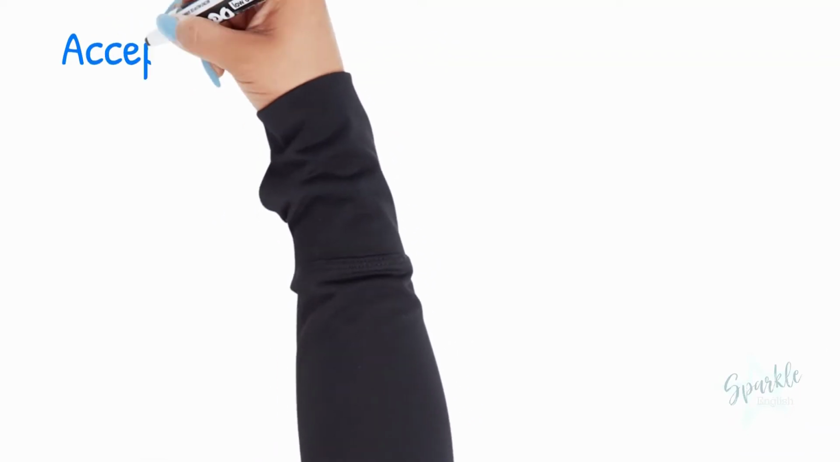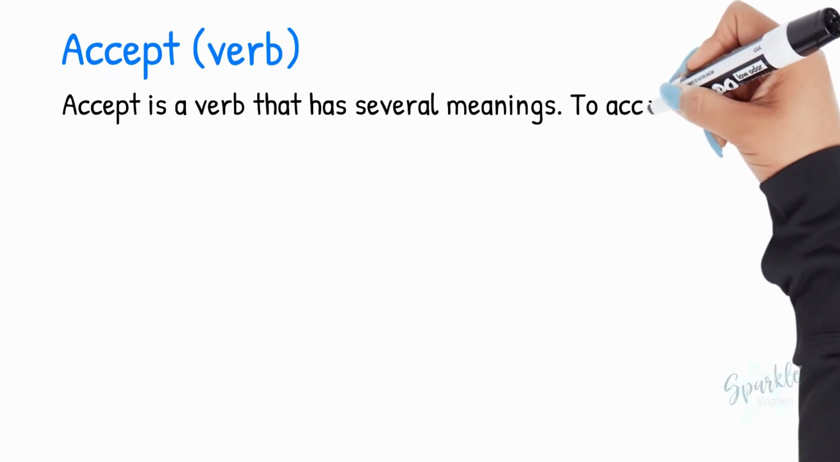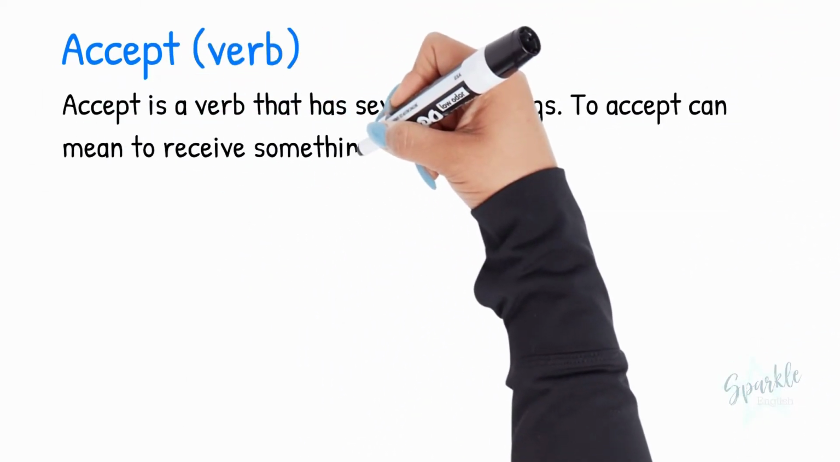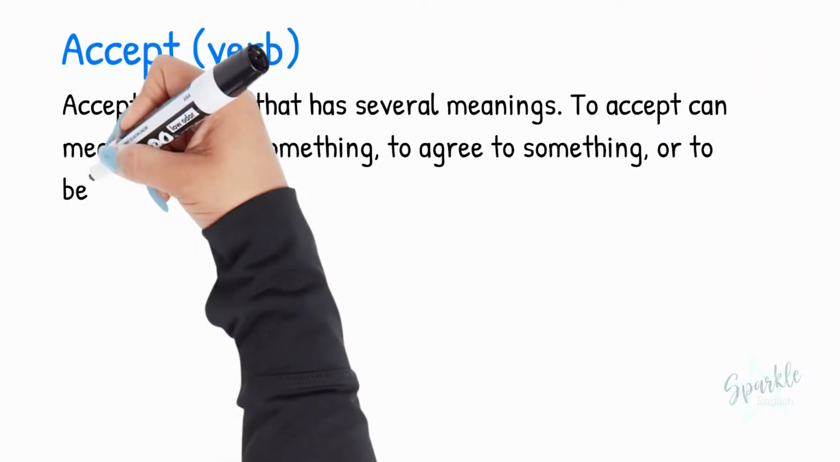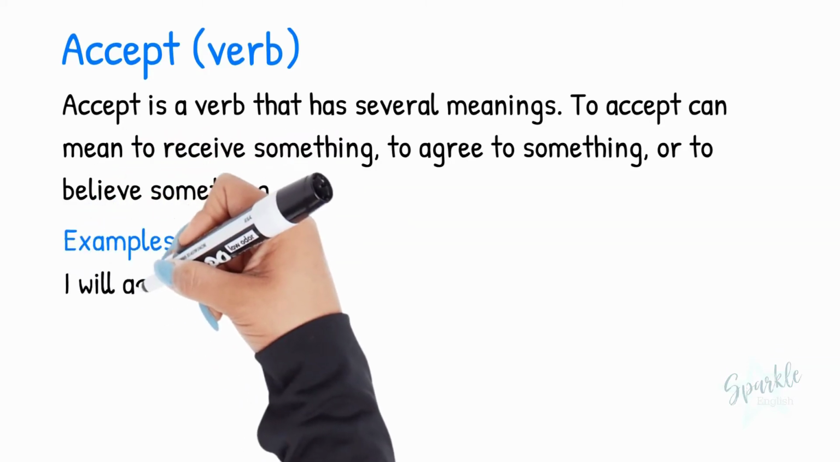Accept, spelled A-C-C-E-P-T, is a verb that has several meanings. To accept can mean to receive something, to agree to something, or to believe something. Let's look at some examples of accept in a sentence.